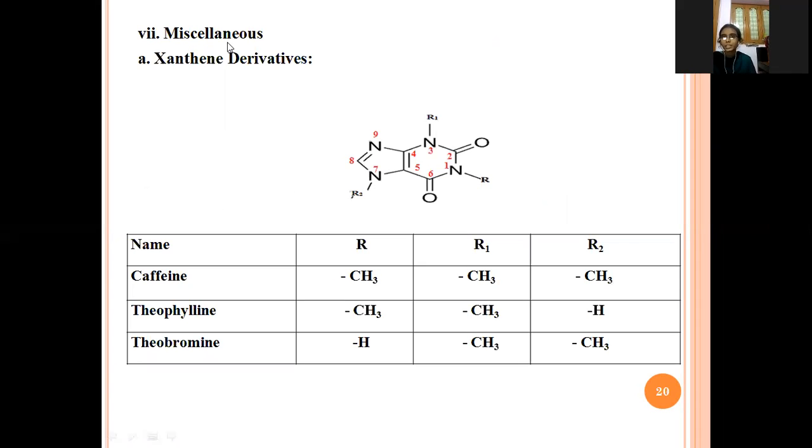Next is miscellaneous. In these xanthine derivatives, this is the structure of the xanthine. In the R and R1 positions, if we replace different atoms, we will get different drugs. First one is caffeine: in the R position methyl, and in the R1 and R2 positions methyl group is there. Next, theophylline: in the R and R1 positions methyl, and in the R2 position hydrogen. Next, theobromine: in the R position hydrogen, and in the R1 and R2 positions methyl group is there.